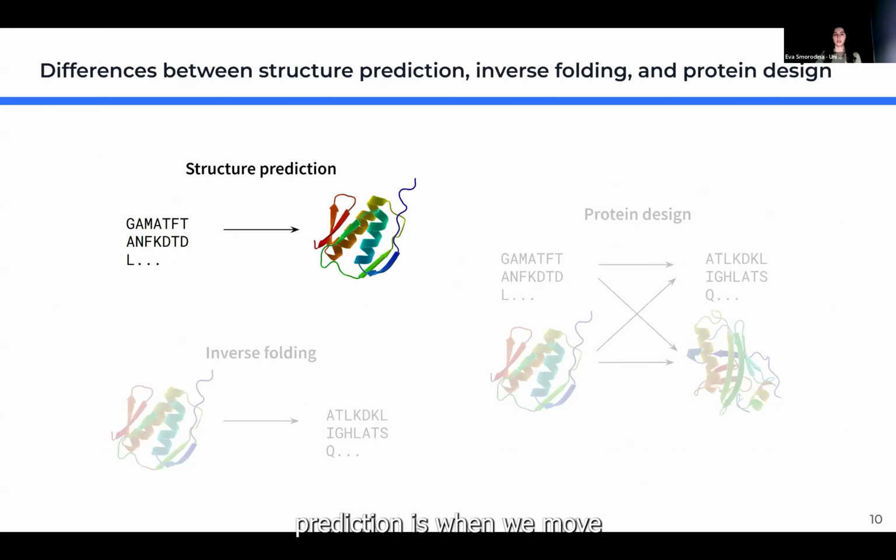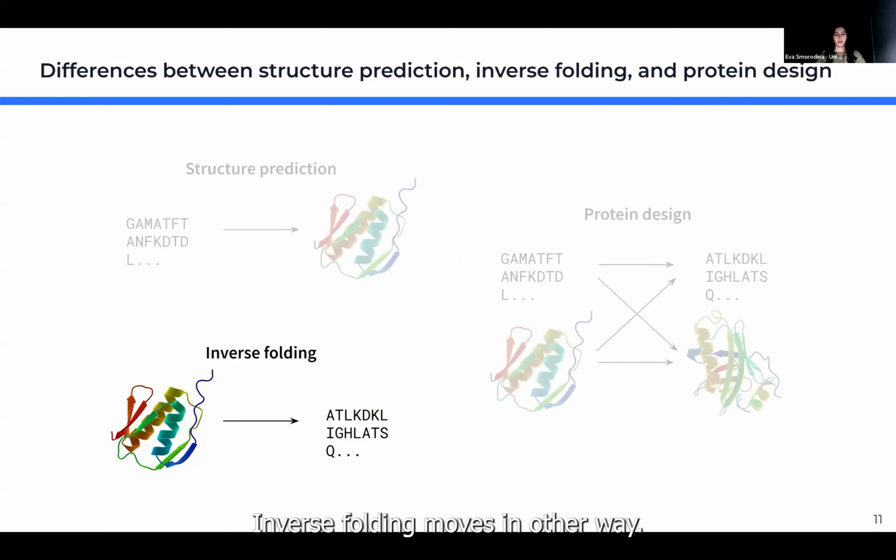So structure prediction is when we move from sequence to structure. We want to predict the structure of a given sequence. Inverse folding moves the other way. We have a structure and we want to find a sequence that will fold into this structure.